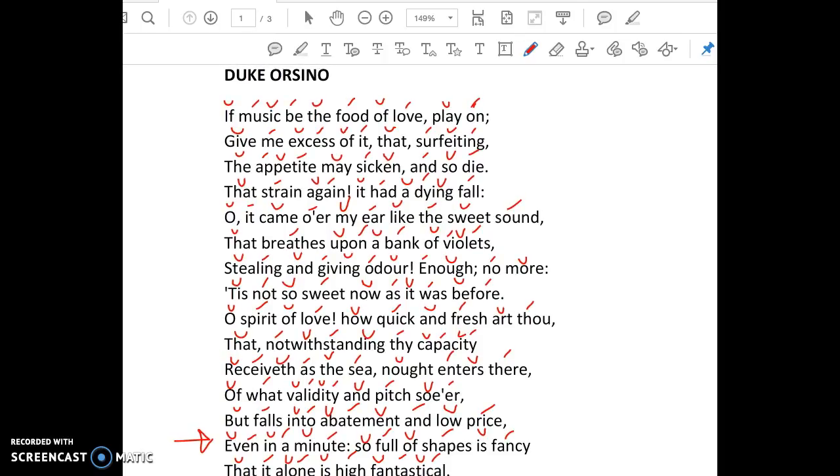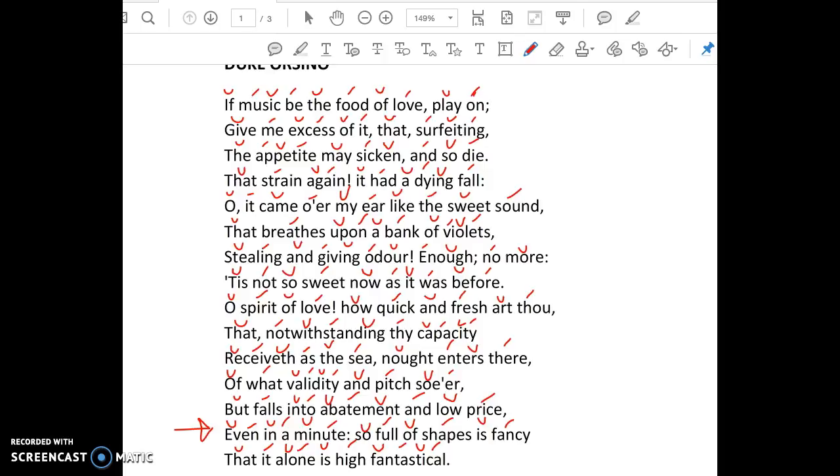If music be the food of love, play on. Give me excess of it, that surfeiting, the appetite may sicken, and so die. That strain again, it had a dying fall. Oh, it came o'er my ear like the sweet sound that breathes upon a bank of violets, stealing and giving odor. Enough, no more. It is not so sweet now as it was before.